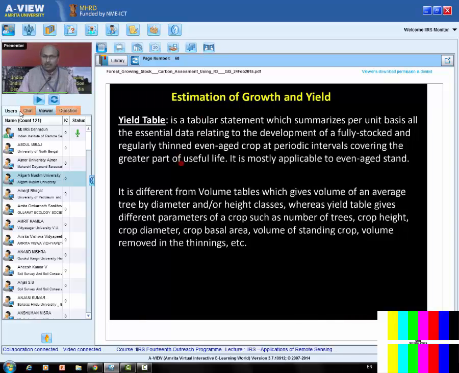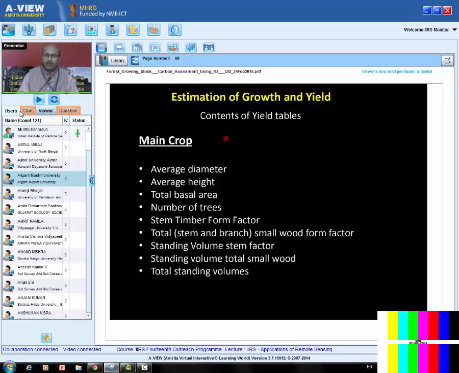Then yield tables, as I said earlier, are very useful, and they are tabular statements. They can be created for each site, each district, each forest or each state, depending upon the area, because they start with the site. For each site there is a yield table, and when they are compiled for a larger area, it becomes generalized in that way.